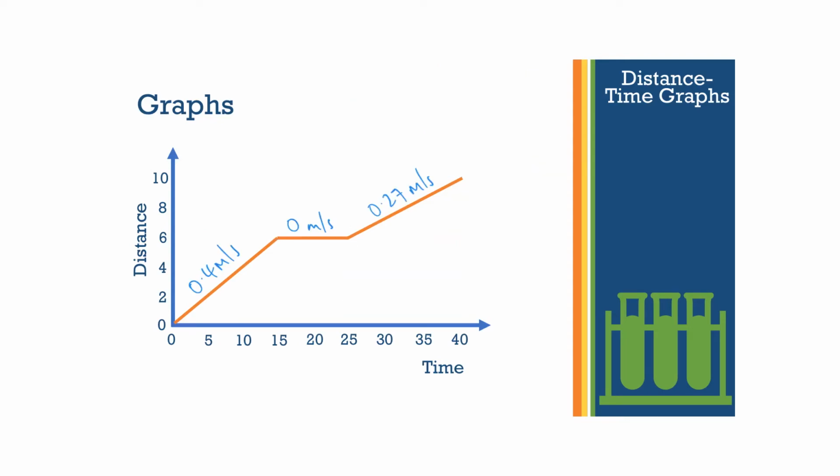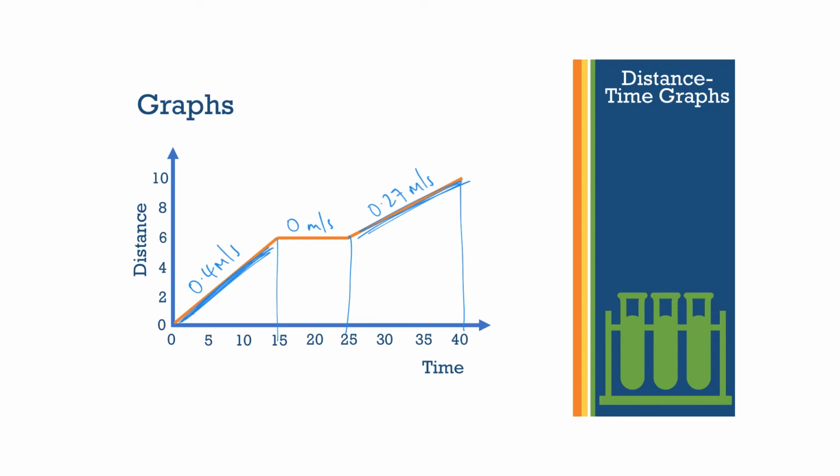So we now know that the object started at 0.4 meters per second for 15 seconds. For a further 10 seconds, the object was stationary, or moved at 0 meters per second, and for the final 15 seconds, moved at 0.27 meters per second. And what you should also be able to see is that the steepness of the line, or the gradient, is steeper just here, and therefore has a higher velocity or higher speed. The 0.27 has a shallower gradient, therefore it is travelling slower.